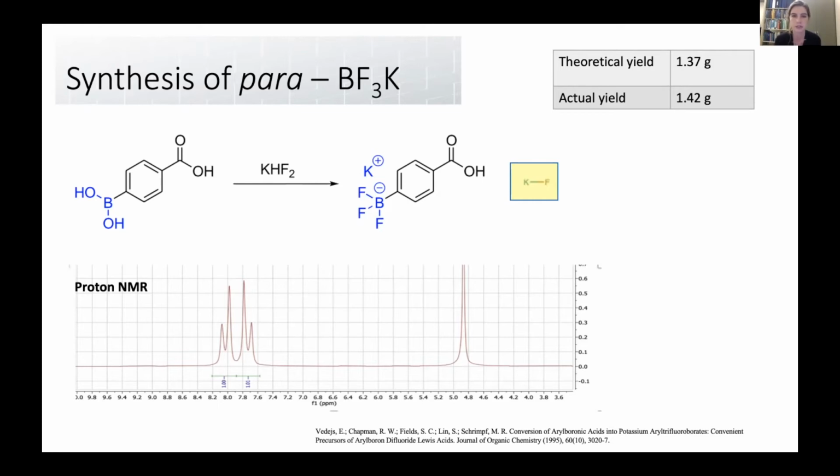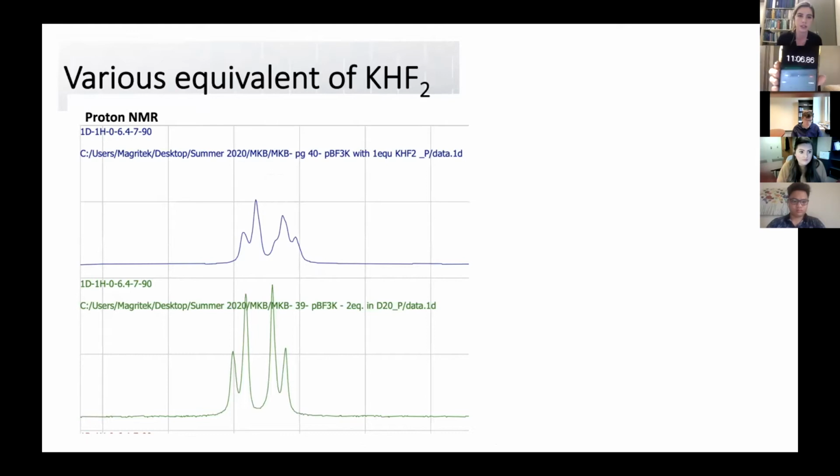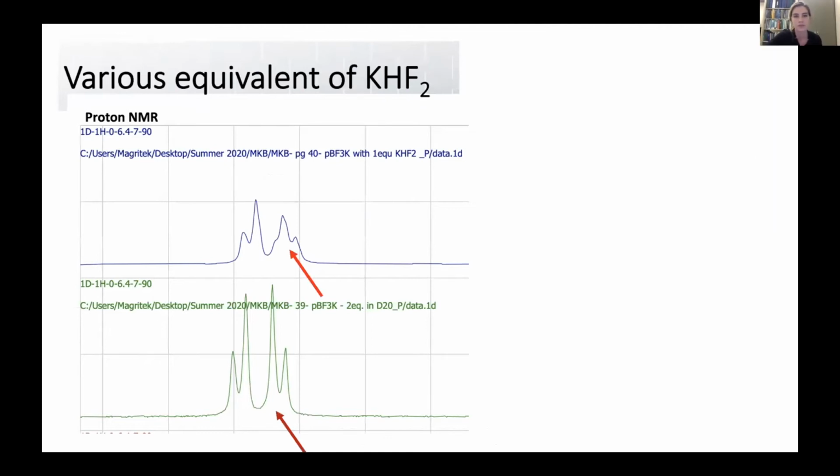The first thing we thought of is maybe we can use less KHF2, and this would mean that there's less production of the KF if we use less KHF2 starting material. But when we used any less than 2 equivalents, instead of having the two clean doublets, we didn't have a 1-to-1 integration ratio anymore. So there was not a full conversion to our product. And this told us that we do need to have at least 2 equivalents of KHF2 in there for a full conversion to occur.